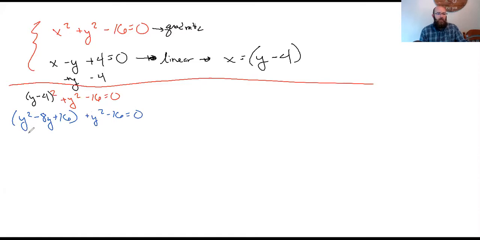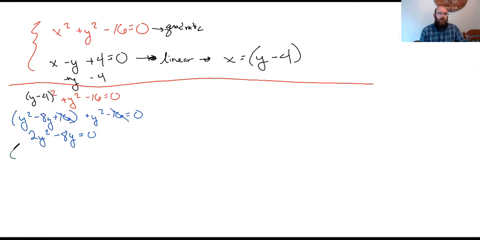Y squared plus y squared gets me 2y squared. I have a negative 8y, and then this 16 and this 16 cancel. Plus 16 minus 16, just 0. Equal 0 now. So a lot of people would start to maybe add the y over, no go. All right, we want to actually factor this.